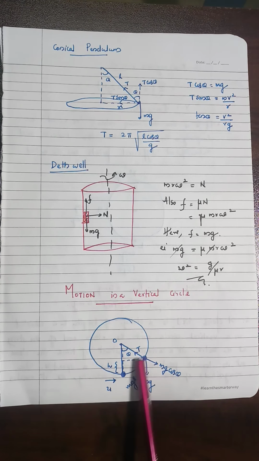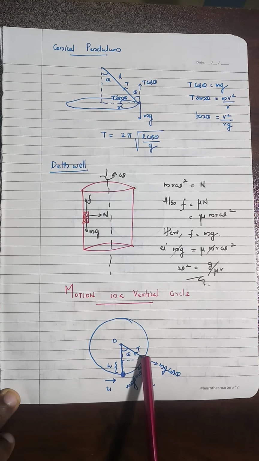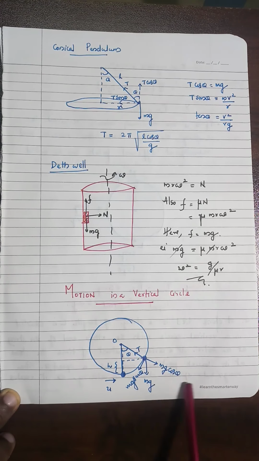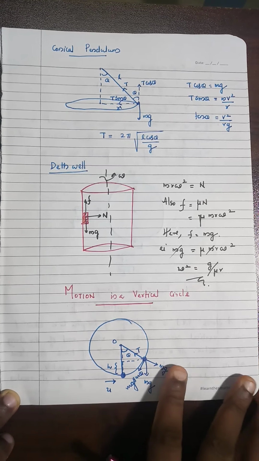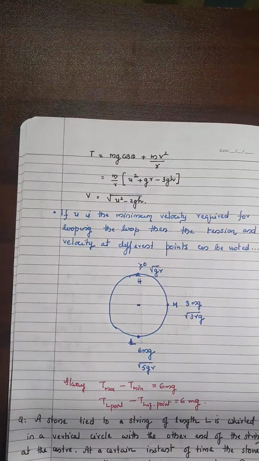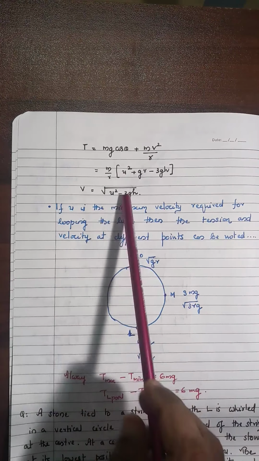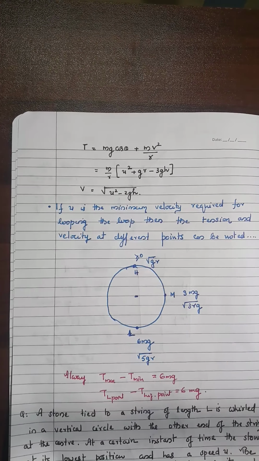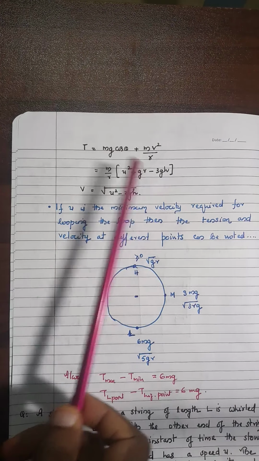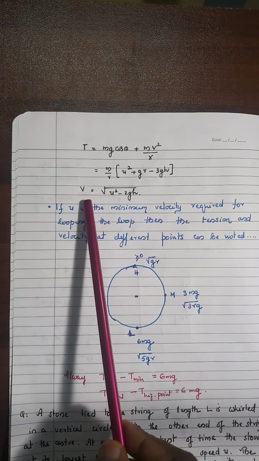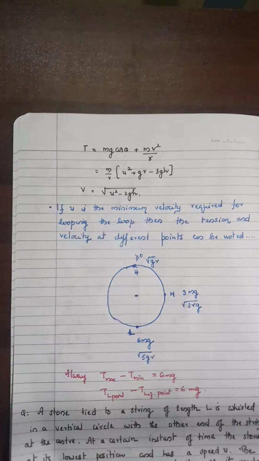For this vertical circular motion, we can write the relation for the centripetal force, m r omega square, or m v square by r. It is provided by the tension reduced by mg cos theta, and hence the tension at any angle can be written as T is equal to mg cos theta plus m v square by r. In terms of the initial velocity given at the lowest point, we can express it in another form as m by r into u square plus g r minus 3 g h. We can find the velocity at different heights by using this relation.